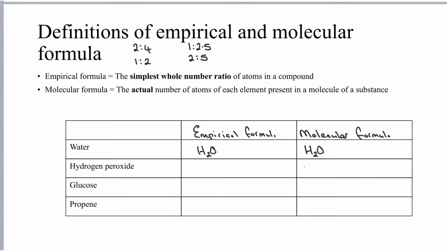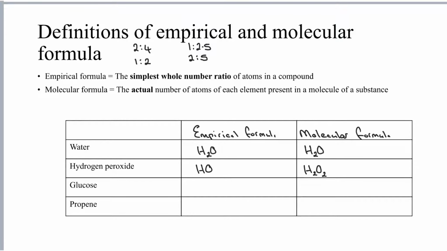Hydrogen peroxide, H2O2. Now that means in every molecule of hydrogen peroxide we've got 2 atoms of hydrogen and 2 atoms of oxygen. 2 to 2 ratio is not in its simplest terms. A 1 to 1 ratio would be. So the empirical formula is HO.